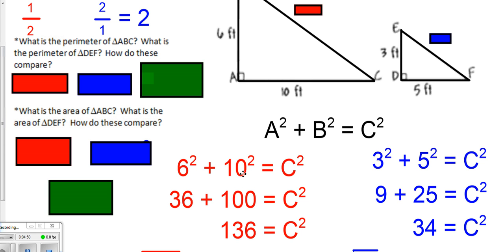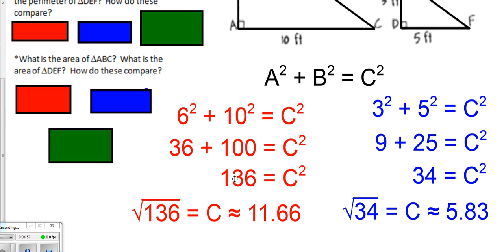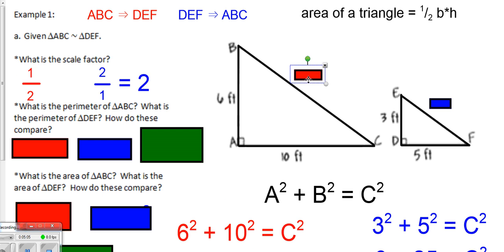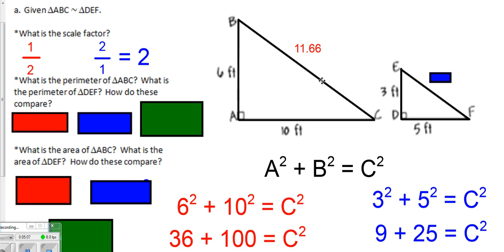So 6 squared plus 10 squared equals c squared, which means 36 plus 100 equals c squared, which means 136 equals c squared, which means the square root of 136 equals c, so it's about 11.66. So we're going to write that in there.